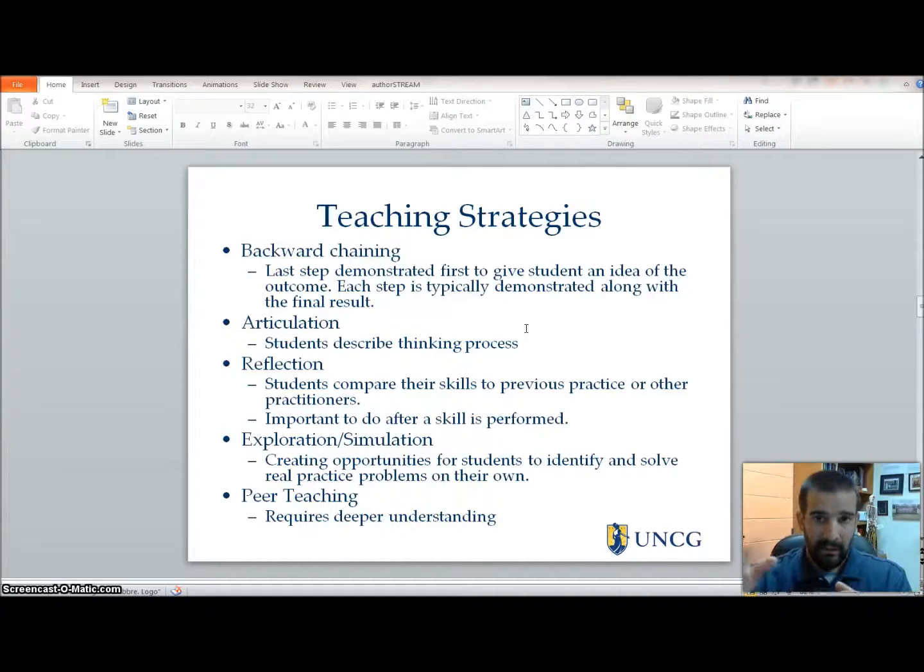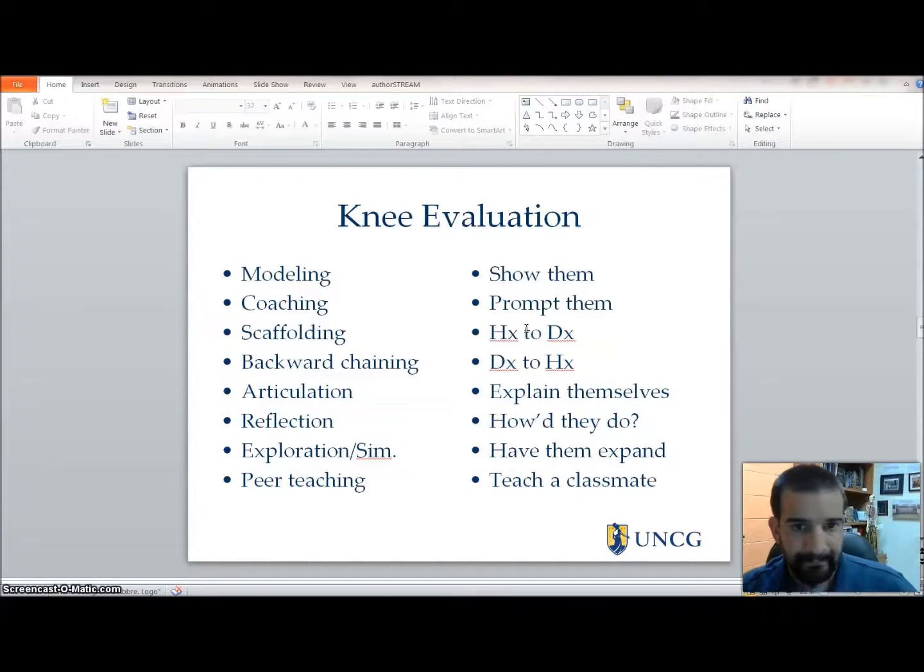It doesn't have to be first year, second year. Two first years, two second years, they can teach each other different skills, and it can be very, very impactful. So let's take a simple knee evaluation and all these different teaching strategies, which again, we're probably already doing. If you do modeling, you basically just show them, here's how you do a Lachman's, then have them do it. Coaching, prompt them. You can help them position their hands, you can give them verbal feedback, etc.